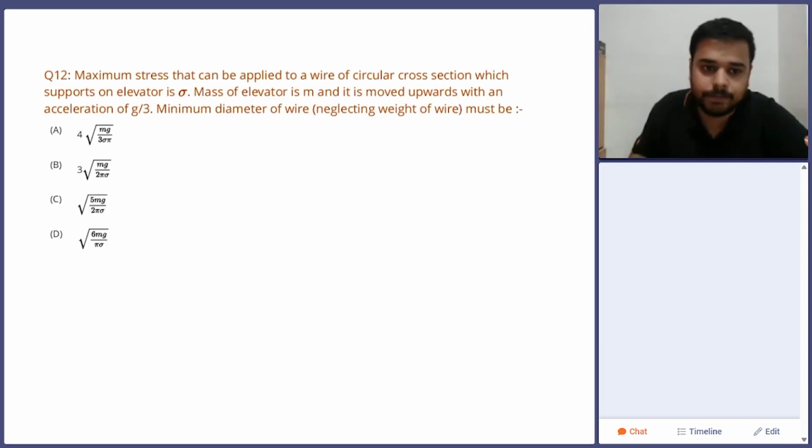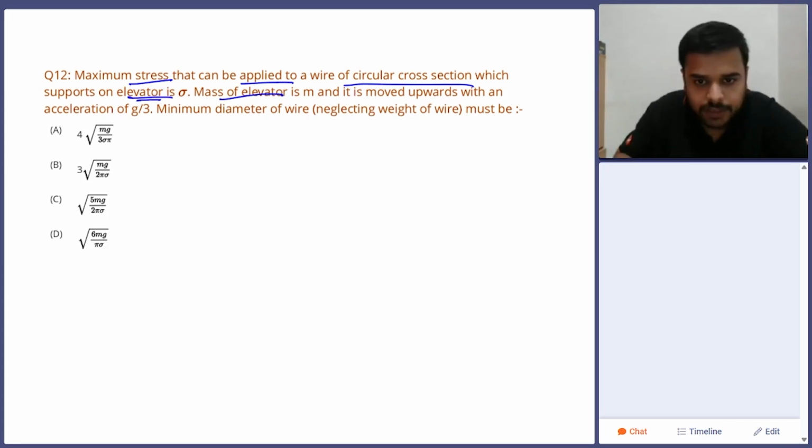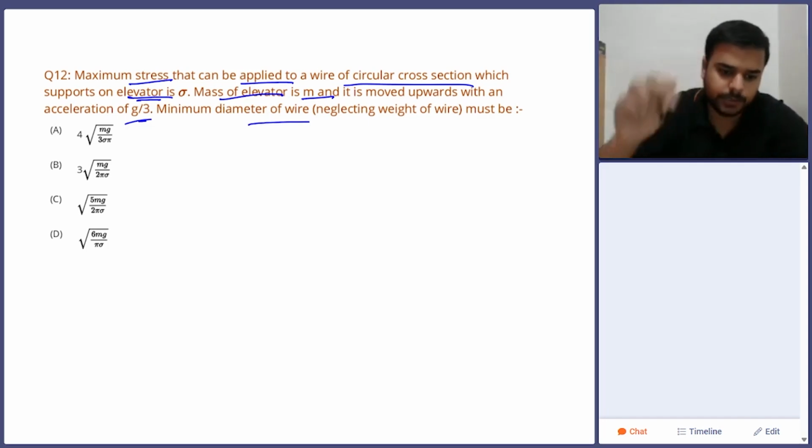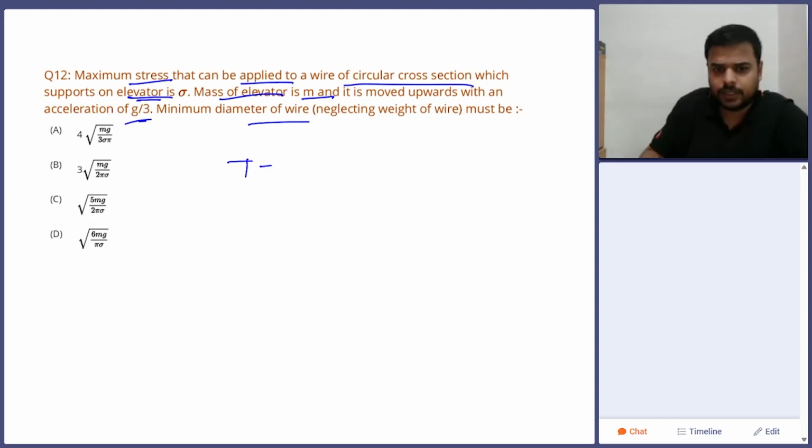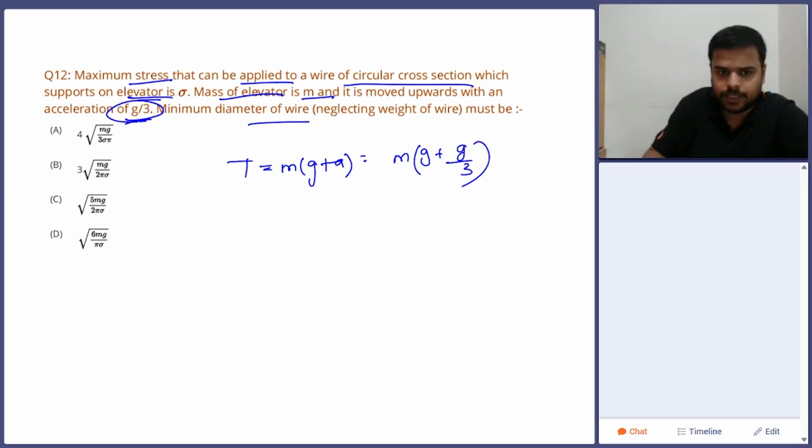Okay, move forward. Maximum stress that can be applied to a wire of circular cross section which supports an elevator is sigma. Mass of the elevator is m. It moves upward with an acceleration of g by 3. Minimum diameter of the wire? So this is a question from mechanical properties of solids. So the tension in the wire will be mg plus ma, and a is g by 3, given in the question already, the acceleration of the elevator. So this becomes 4 mg by 3.